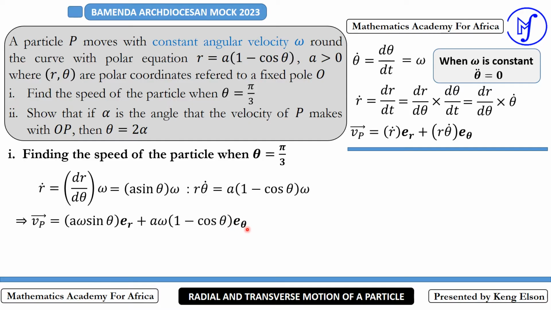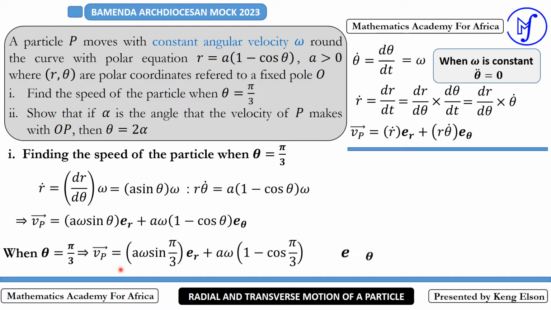Now the next step is to find the velocity of the particle when theta is equal to pi ln 3. Then after, we find the speed of the particle when theta is equal to pi ln 3. So when theta is equal to pi ln 3, we get that the velocity of the particle is simply a omega sin(pi ln 3) plus a omega into 1 minus cos(pi ln 3). Okay, so we simplify and we get that the velocity of the particle is given by this.